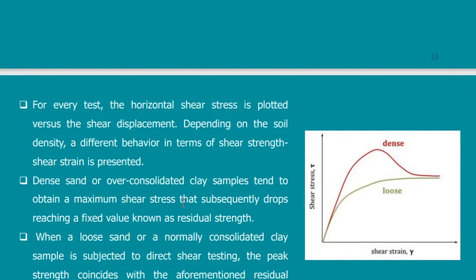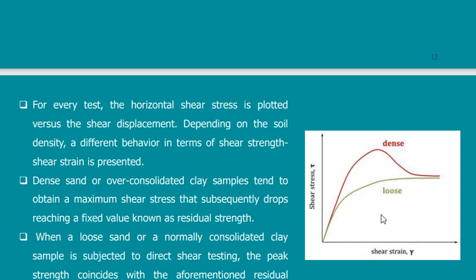This is something that would tell you the difference between the behavior of a dense sand or a dense material and a loose material. In a dense material, the relation between the shear strength and the shear strain, you will always reach a very high level, and then once you start to reach the failure, this dense material starts to break till it reaches this shape.